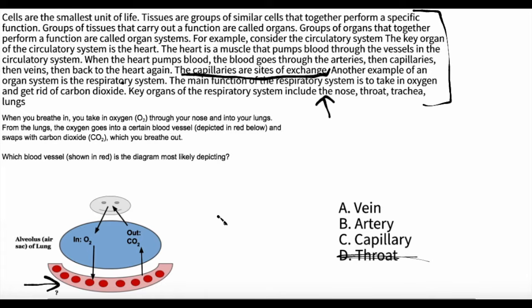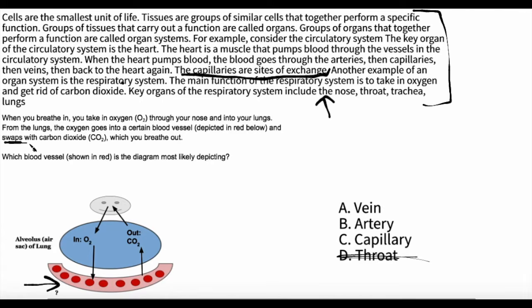So this is not a vein or an artery, it's a capillary, and you don't really have to know anything about the body or how the body works to get this right. This is hopefully just a matter of understanding that, with veins, arteries, and capillaries, we need to know that capillaries are sites of exchange. And this word "swaps" is kind of a clue here too. We see that CO2 and oxygen are being swapped.